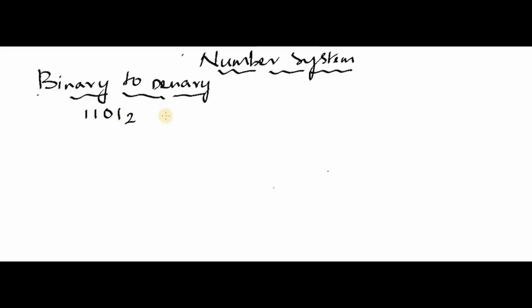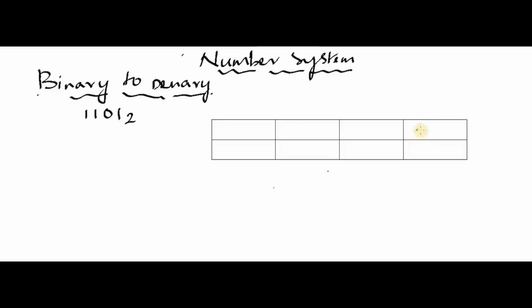Okay, to solve this problem, the first step you have to do is draw a binary table, the one like this. Now the next step is to fill the first row with the numbers 1, 2, 4, 8. So how did I get these numbers? It is simply the powers of 2. For example 2 to the power 0, 2 to the power 1, 2 to the power 2 and 2 to the power 3. Okay, fine.